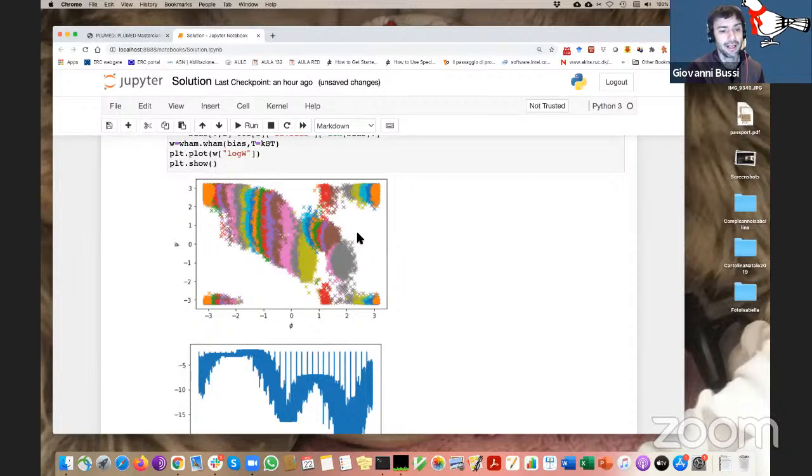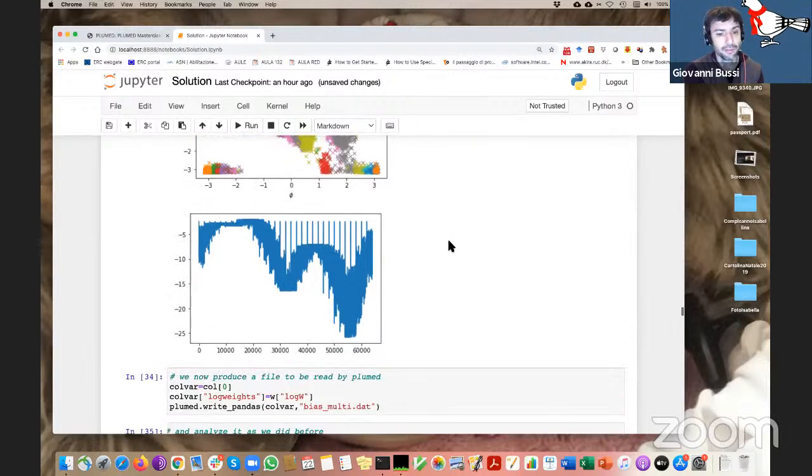And actually, I didn't give it as an exercise, but something that you can easily do now is to redo everything using psi as a bias variable. And you should see that the algorithm just doesn't work. You will not be able to see transitions, or if so, they will not be irreversible.